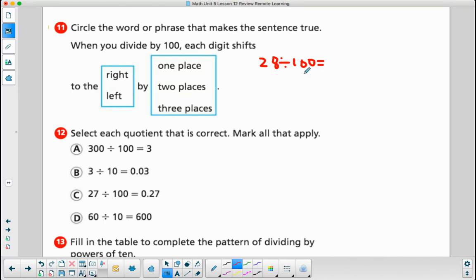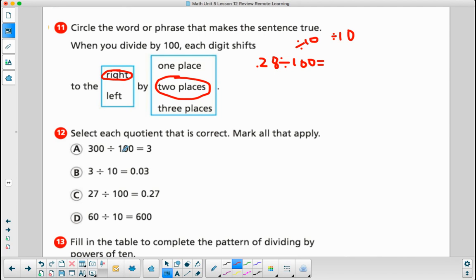And 2 zeros, because 100 is like dividing by 10 and then dividing by 10 again. And each place value is 1/10 of the next place value. So I'm going to shift my digits to the right 2 places by shifting my decimal 2 places. So it's going to be right 2 places. And I know that because I'm getting less than 28 and I have 2 zeros to represent dividing by 10 twice. Select each quotient that is correct, mark all that apply.